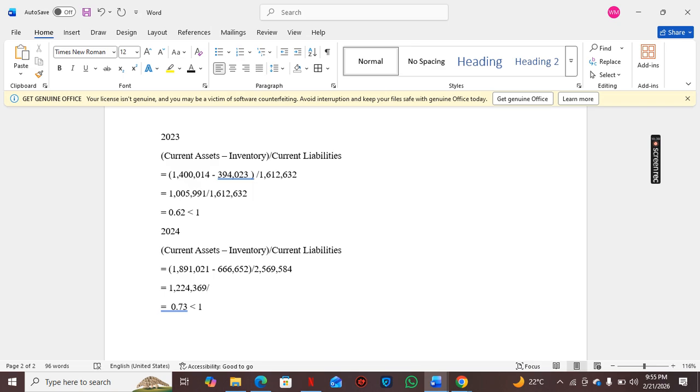divided by total current liabilities, 2,569,584. So when we divide, we get 0.47. So even in 2024, our current ratio dropped, and our quick ratio dropped. So this is not a good sign for Dangote.